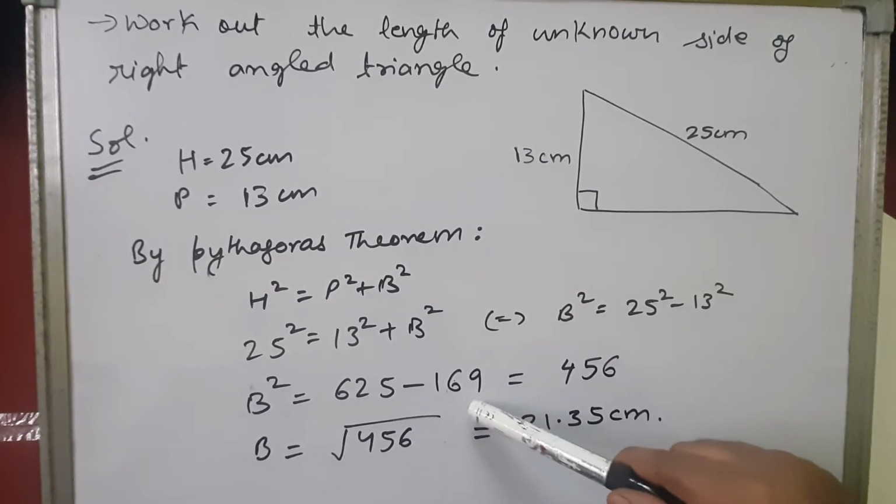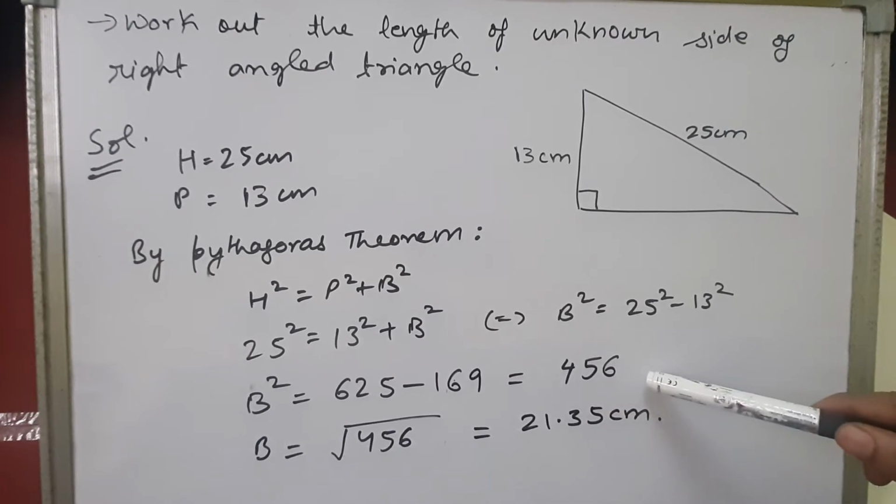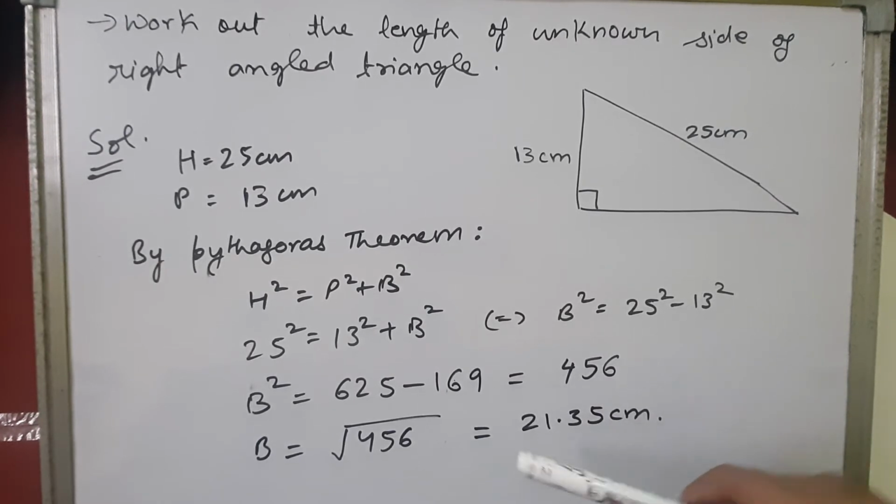So when we subtract these two values, we will get 456. That means the value of base square is 456. Taking square root both sides, the value of base will be under root 456, which is 21.35 centimeter up to 2 decimal places. Alright, children, please note down the solution.